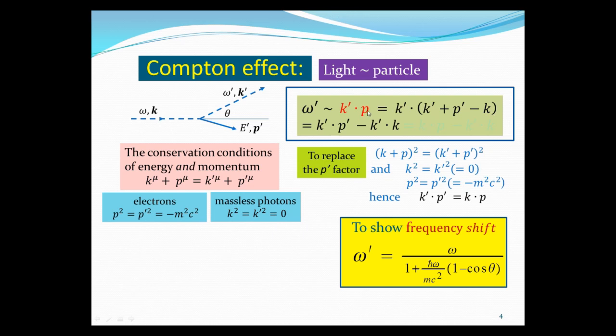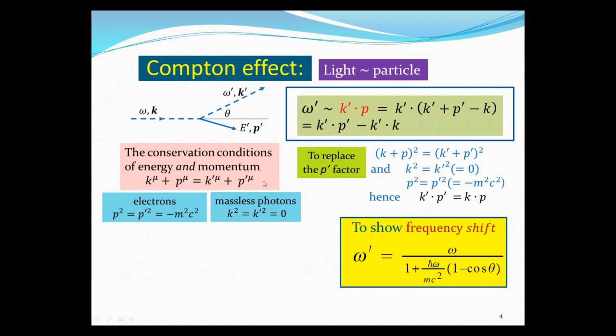Now, if I replace p using the conservation law, p is equal to k prime plus p prime minus k. And again, k prime squared is equal to 0. So this is just k prime dot p prime minus k prime dot k. Then again, we'd like to replace p prime, because even though p is simple, the recoil momentum is complicated, so we want to get rid of it.